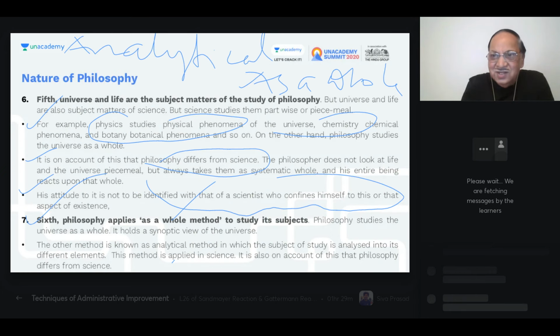Once you know these six features, you know what philosophy is, nothing more, nothing hidden about philosophy. What are those? Set in your mind: rational study, impartial study, systematic study, a study of the universe and life, its method is as a whole, and the main objective is to explain the universe and life. That's precisely what we find there.